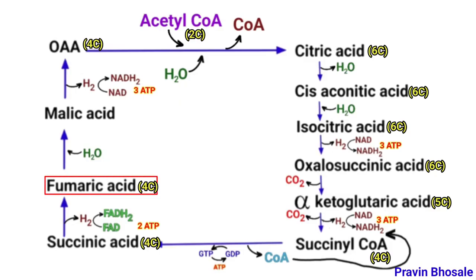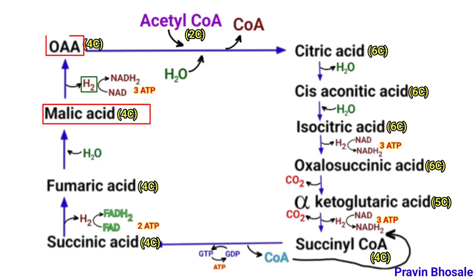Now fumaric acid gets hydrated to malic acid. Here there is addition of water. So malic acid is formed. It's a 4 carbon compound. And malic acid gets oxidized to oxaloacetic acid. Here there is removal of hydrogen accepted by NAD to form NADH2. And here 3 ATP molecules are formed. Total here 12 ATP molecules are formed.